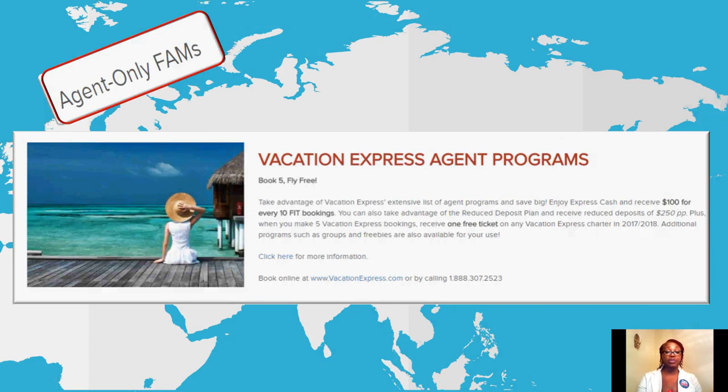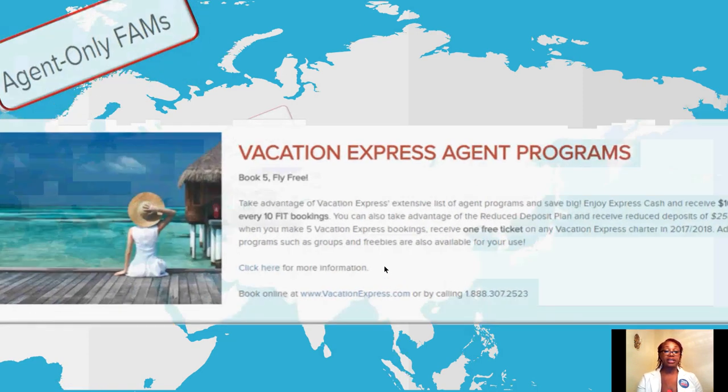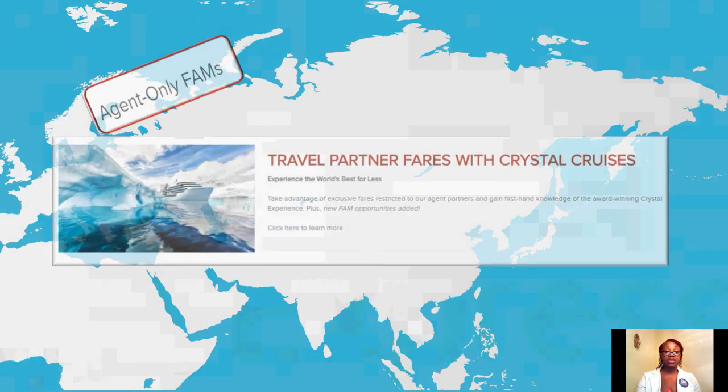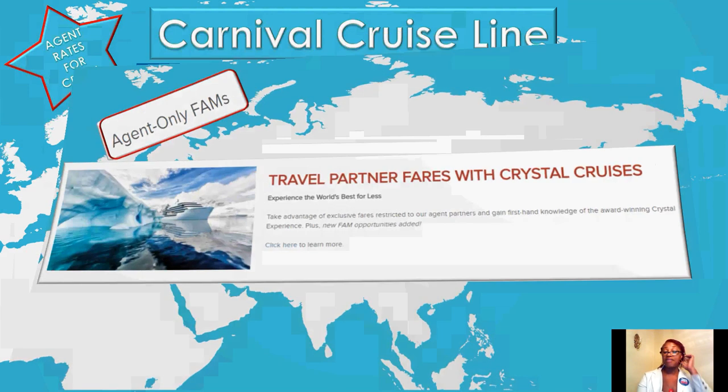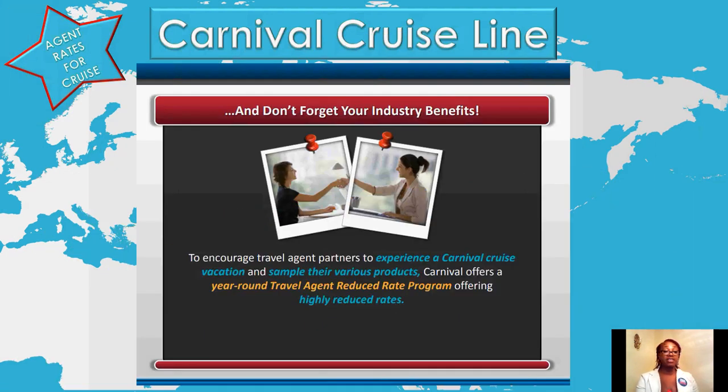And in our back office, guys, there are awesome FAM trips, and here are just a few of them. Vacation Express Agent Program: book 5 and fly for free. This is a great deal. There's a telephone number below on Vacation Express's website that you can contact for more details on this particular one. There's another one, Travel Partners Fares with Crystal Cruises. This is awesome. Experience the world for less. Take advantage of the exclusive rates. These are all agent rates available for travel agents, so take advantage of them.